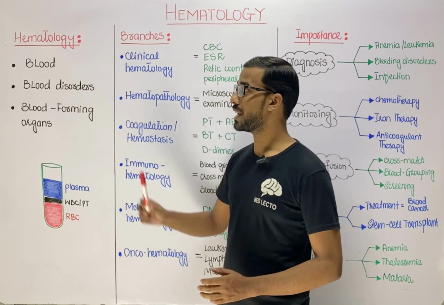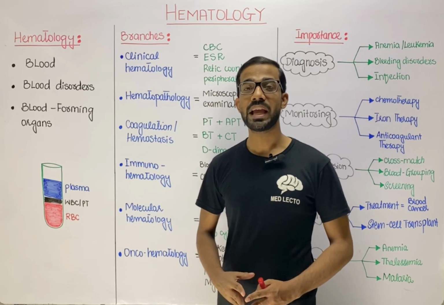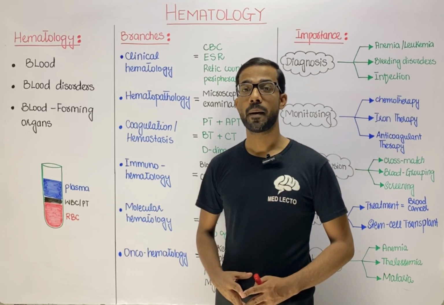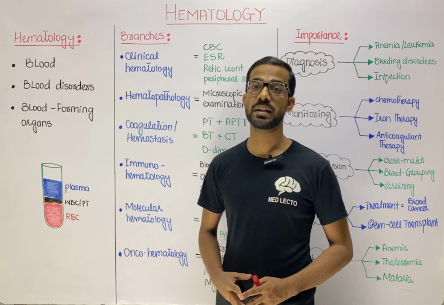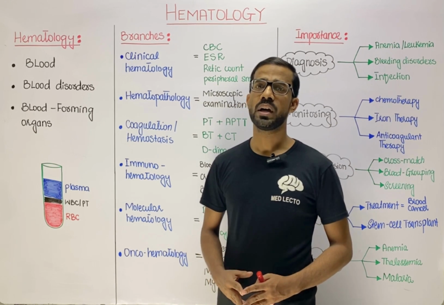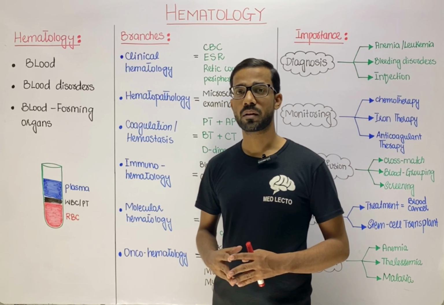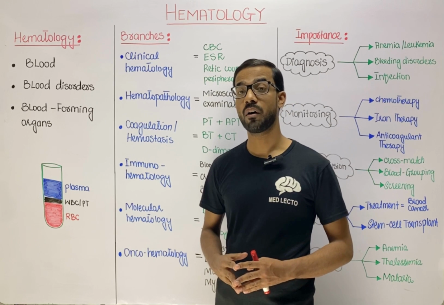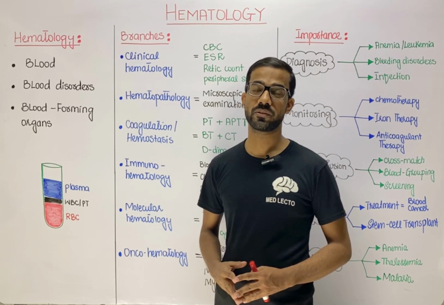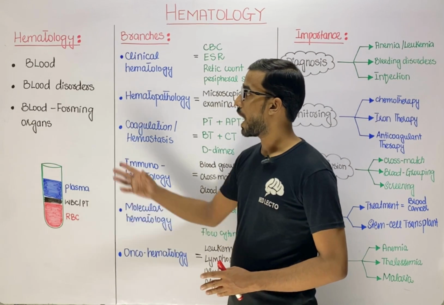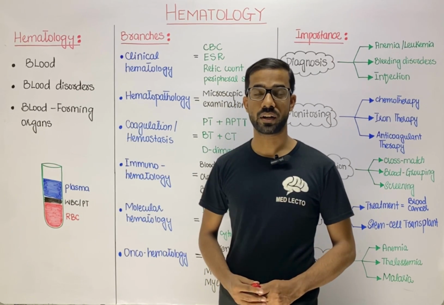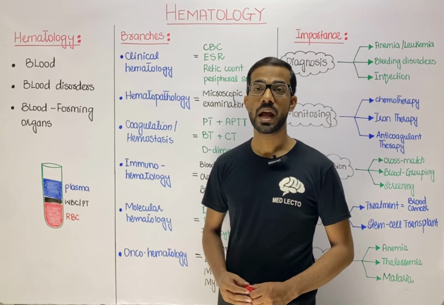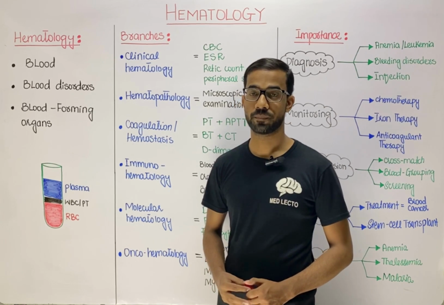Second, we will discuss blood disorders. In our blood, you will see three basic components. First is the red blood cell, second is the white blood cell, and third is the platelets. These three cells are very important components of the blood, and we will discuss all the disorders related to these blood cells. And we will also discuss the blood forming organs, where blood actually forms in our body, like the bone marrow.